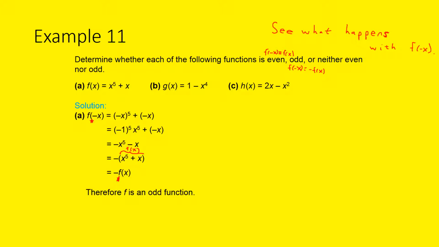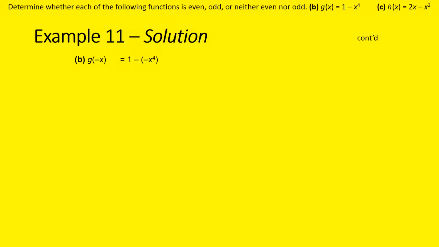Well, let's see what happens with g of negative x. Now, g of negative x really shouldn't be written that way. G of negative x really should be written this way, at least in the first step. G of negative x is 1 minus the fourth power of negative x.